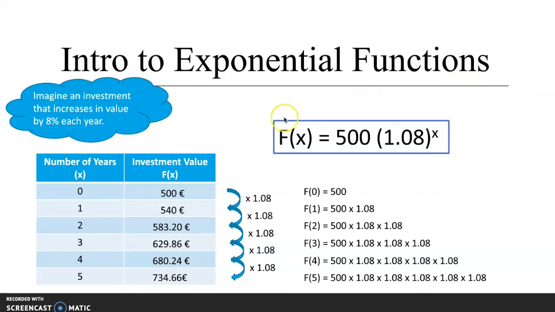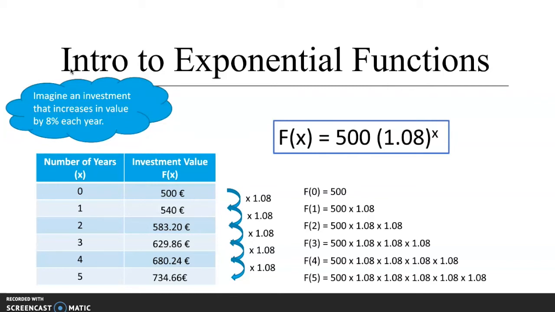And in fact, this is what the function would look like. You'll notice it looks really similar to the formula for a geometric sequence, where this is the first term, 500, and this is the common ratio, 1.08. Okay, so for example, if you wanted to know the value after 10 years, all you would need to do is plug in a 10 for x and calculate 1.08 to the power of 10, and then multiply that value by 500.